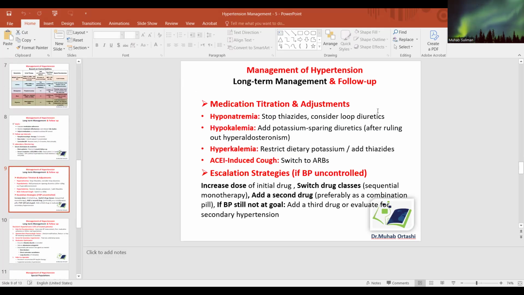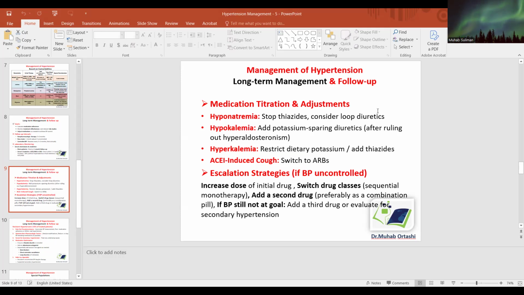Okay. We have to do a medication adjustment, and we have to treat the electrolyte disturbance if the patient has one of them. If the patient has hyponatremia, a decrease in sodium, which is commonly associated with thiazide, we can stop the thiazide or adjust the dose, and we can use loop diuretics instead. And if the patient has hypokalemia, we can add a potassium sparing diuretic.